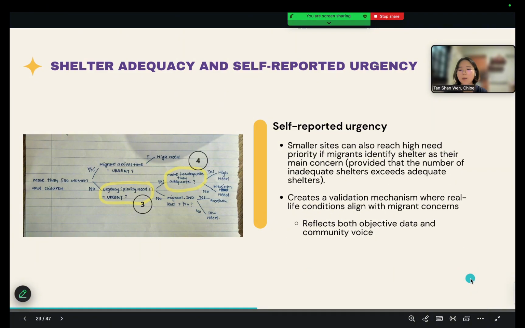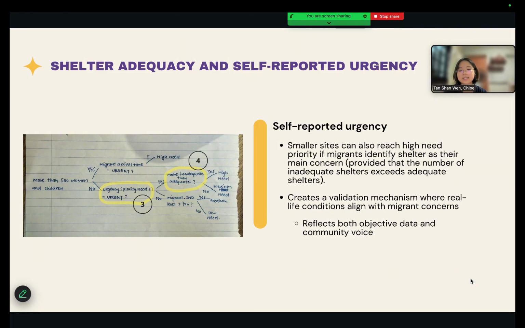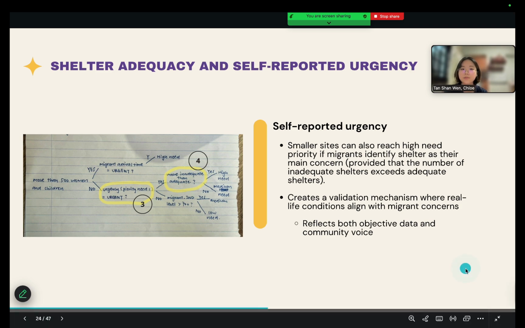By incorporating self-reported urgency, sites with fewer migrants can also be classified as high need if migrants identify shelter as their main concern and inadequate shelters outnumber adequate ones. This creates a validation mechanism, ensuring our model reflects objective data and community voices.